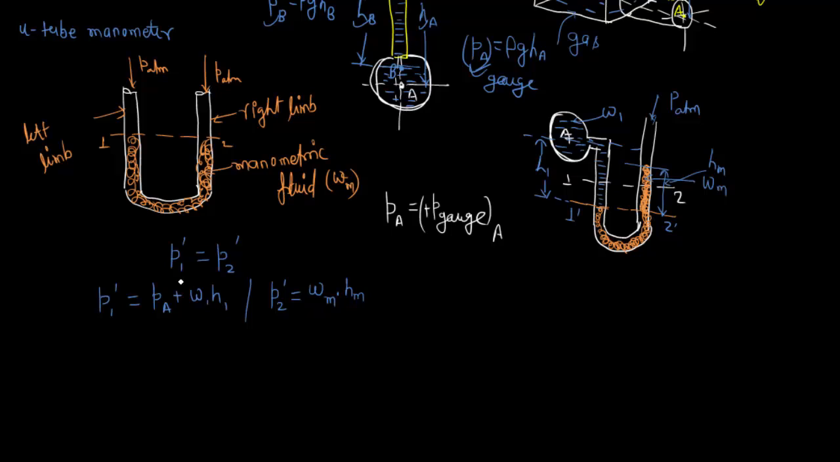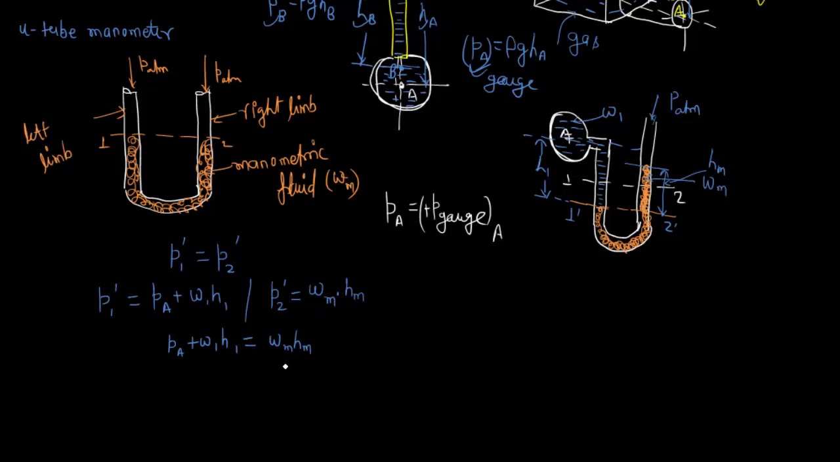Okay, now from this condition, that is P1 dash equals P2 dash, we can write that PA plus W1 H1 will be equal to this P2 dash, that is equal to WM HM. Now both sides, the pressure is gauge pressure.